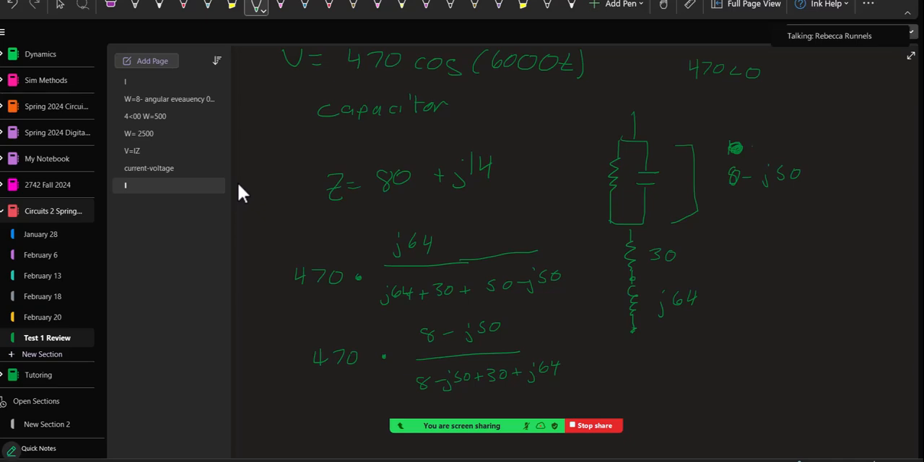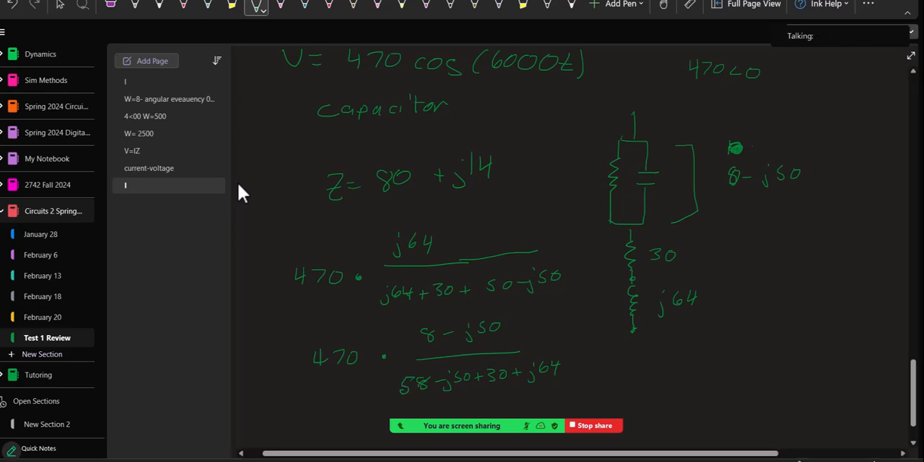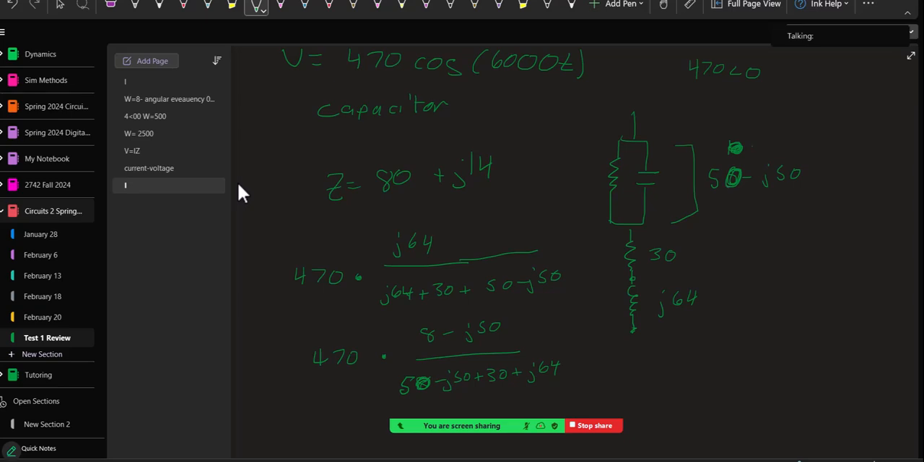And I'm supposed to have this answer here somewhere, but I don't seem to have it. And where are you getting an 8 minus j50 in? I'm misreading my handwriting. It's supposed to be 50 minus j50. Does that fix that?